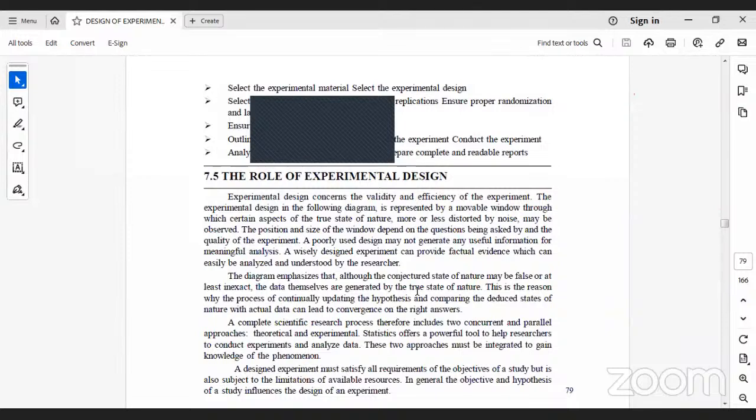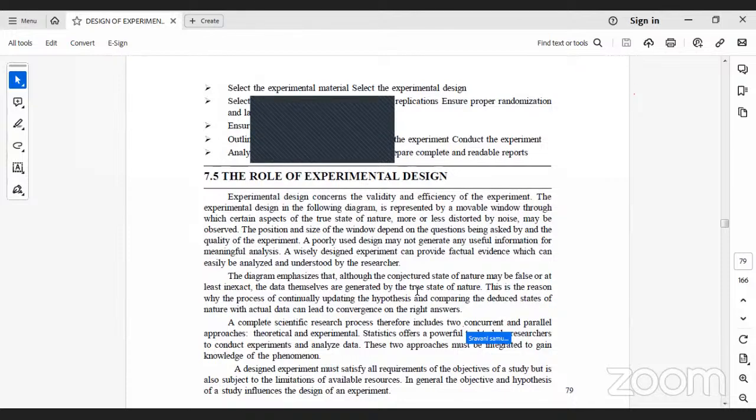The role of experimental design. Experimental design concerns the validity and efficiency of the experiment. Consider the following diagram. It is represented by a movable window through which certain aspects of the true state of nature, more or less distorted by noise, may be observed. The position and size of the window depend on the questions being asked and the quality of the experiment. A poorly designed experiment may not generate useful information for meaningful analysis. A wisely designed experiment can provide factual evidence which can easily be analyzed and understood by the researcher.